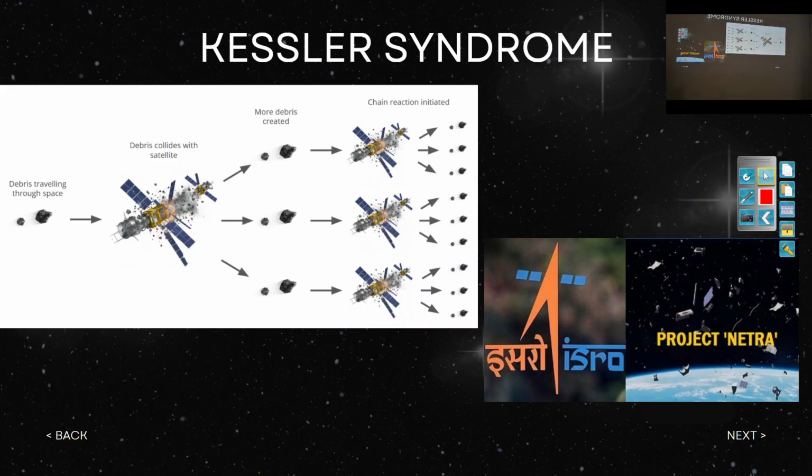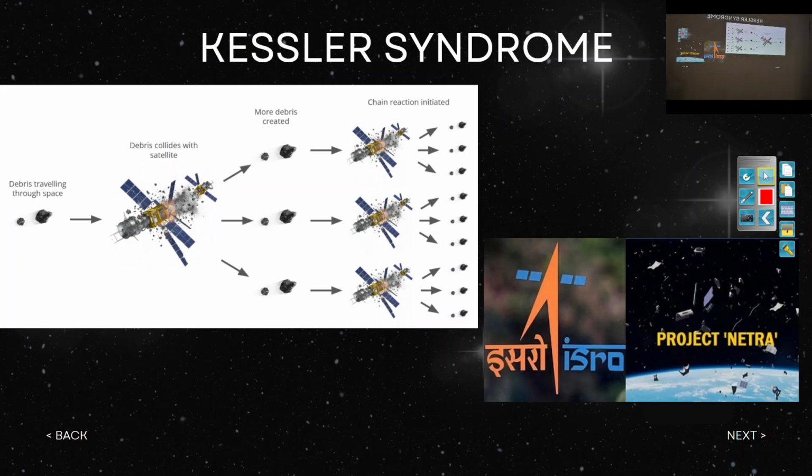To detect this space debris, India has a project called Project Netra. Netra is a warning system to detect this space debris so that it will not hit any functional satellites in space. So that is Project Netra. So, you can write about what is space debris, Kessler syndrome and Project Netra.